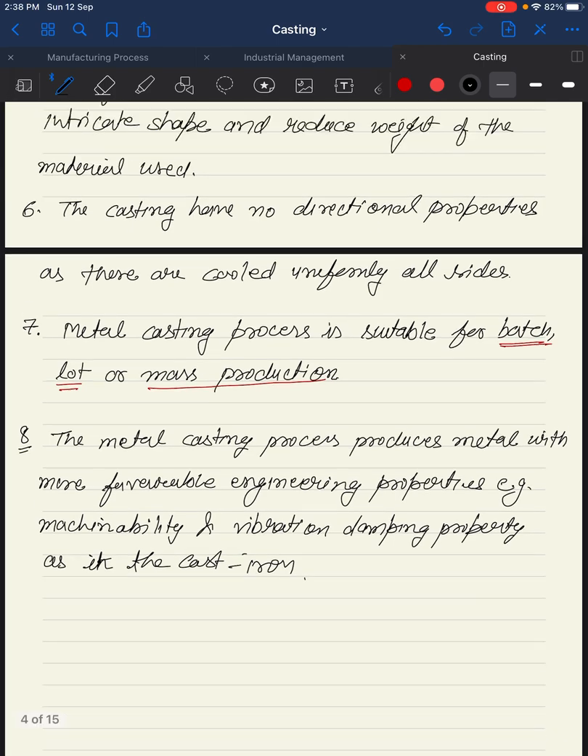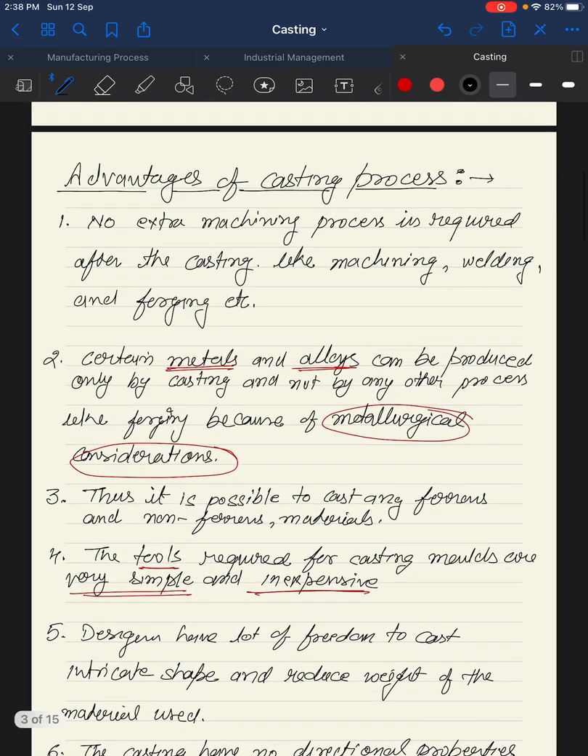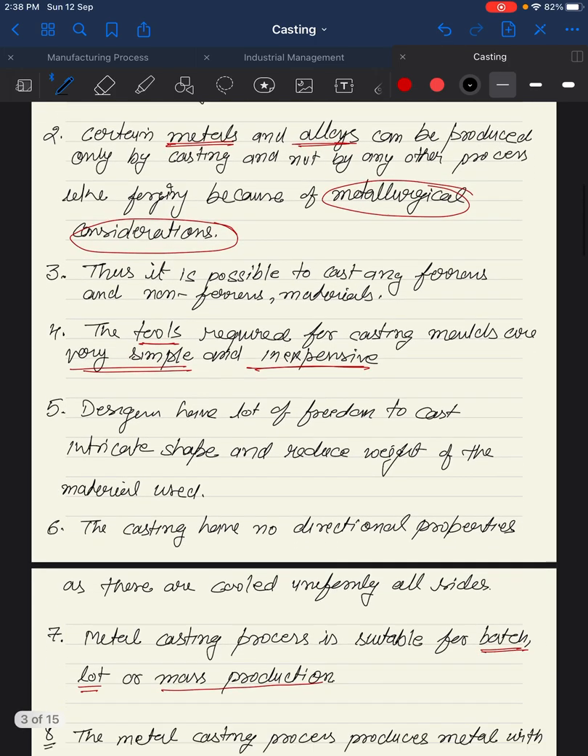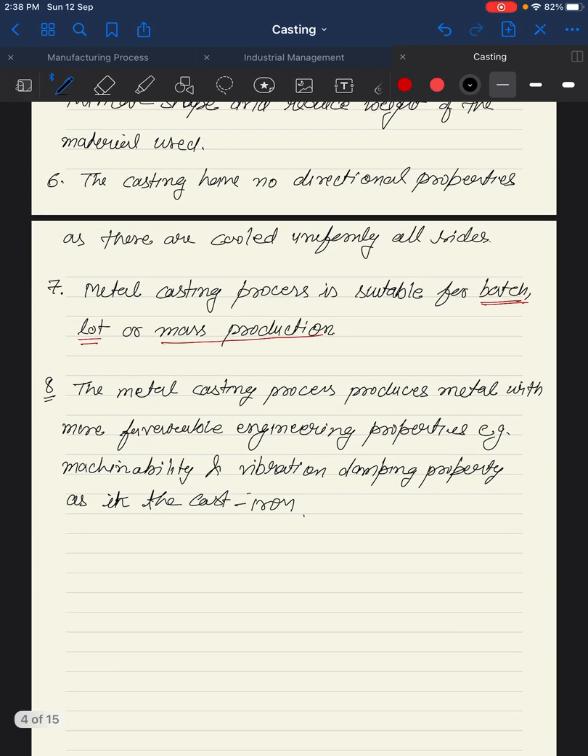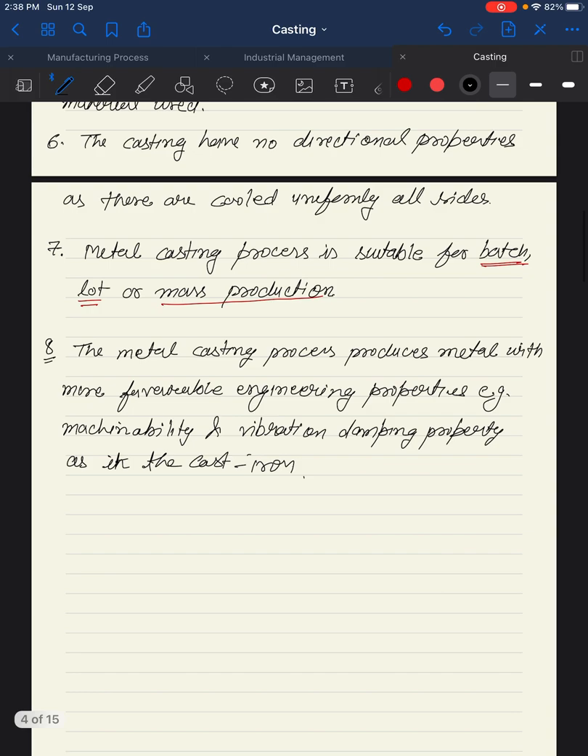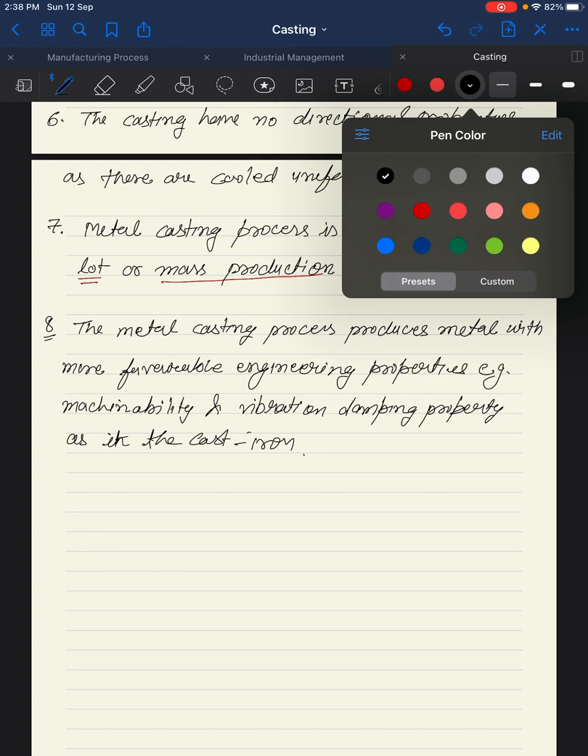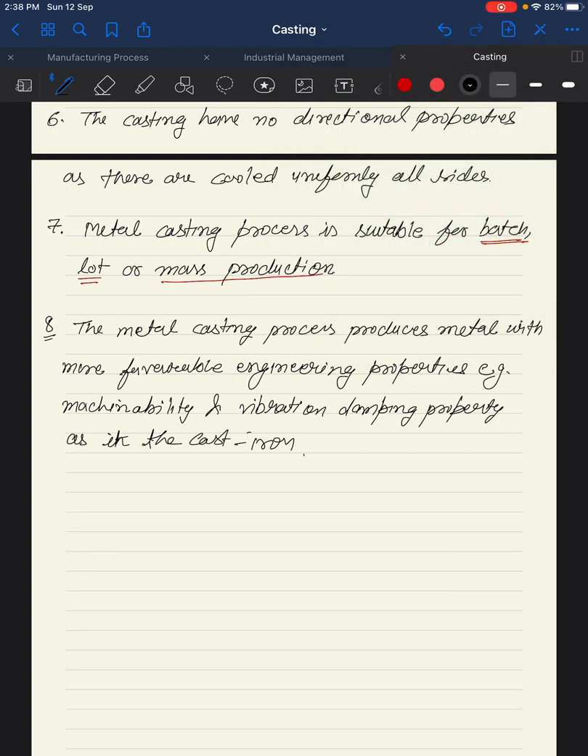So these are the eight important properties or advantages of casting. More may be added, but these are the important ones. You have to remember all these things while dealing with the casting process. Okay, so the next subtopic is limitations.